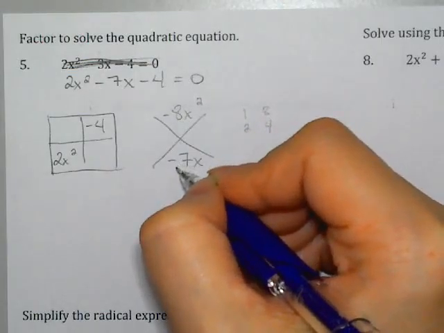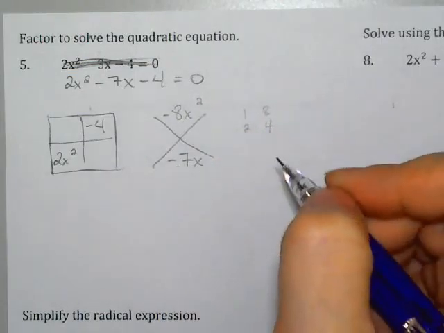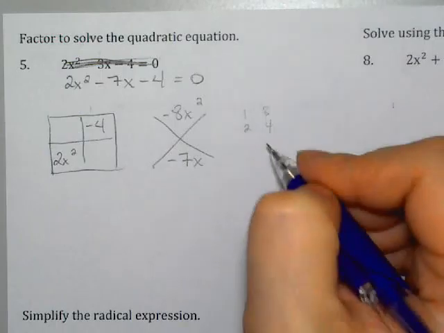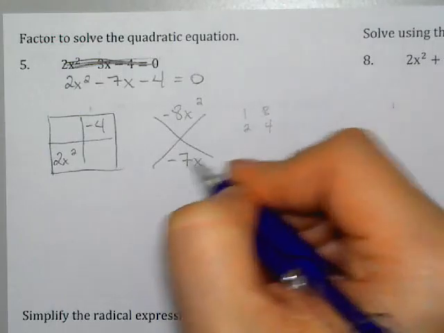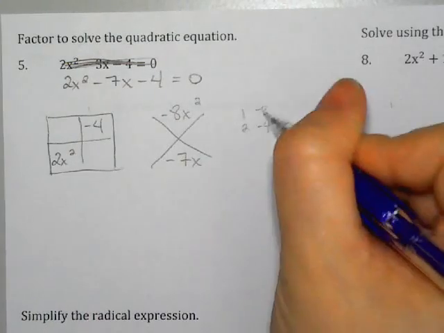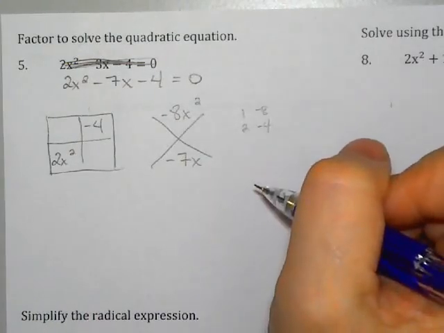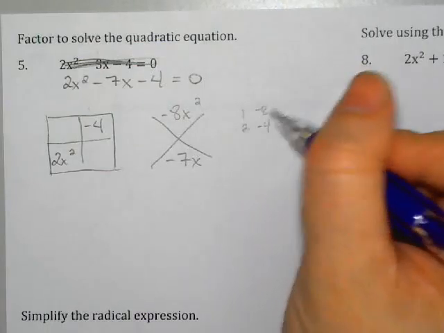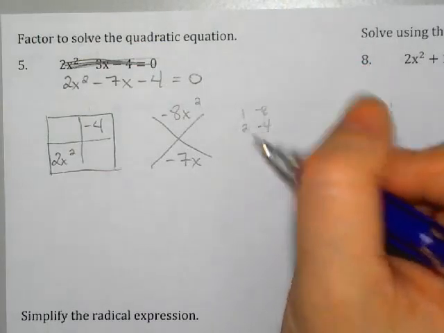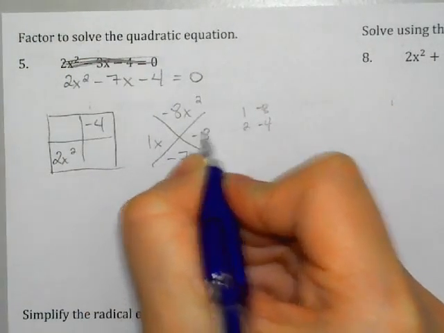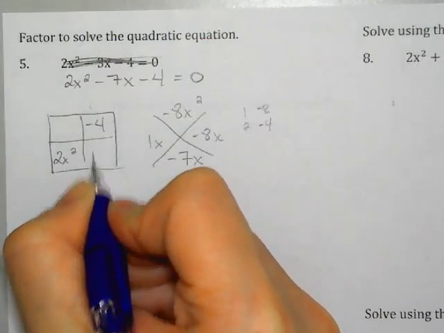Top's negative, bottom's negative. That means that which factor needs to be negative? Large or small? It's actually going to be the larger one because you want them to add up to get a negative. So you have to have the bigger number be negative to overcome that. So my pair of these that adds up to negative 7 is 1 and negative 8. So 1x, negative 8x, and those go in the boxes.